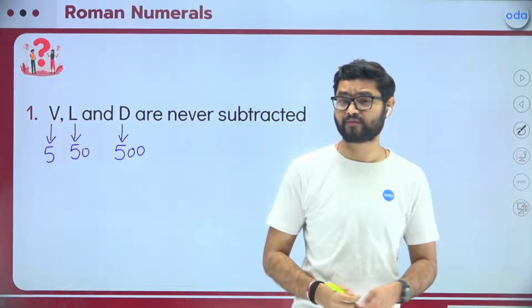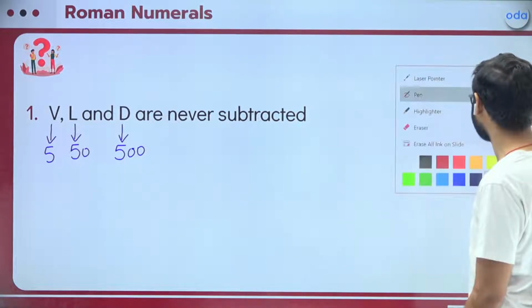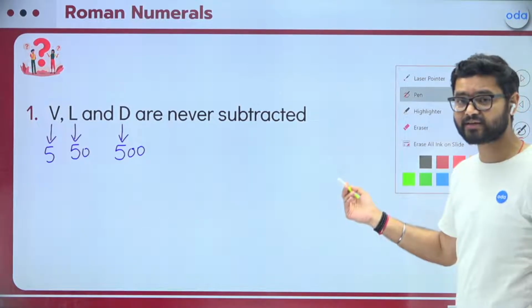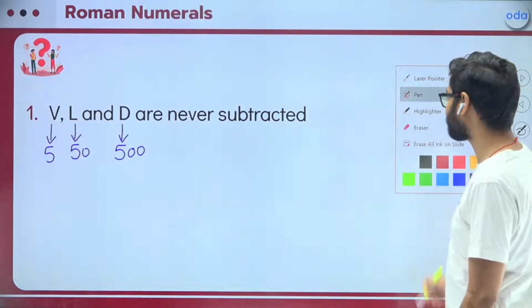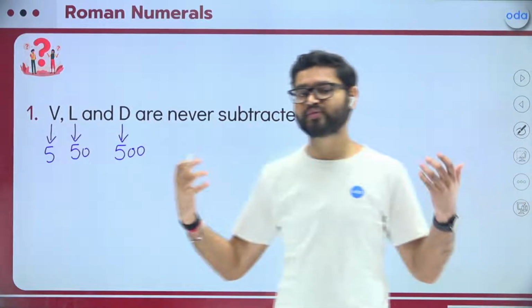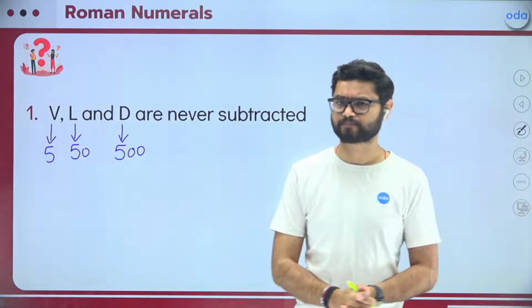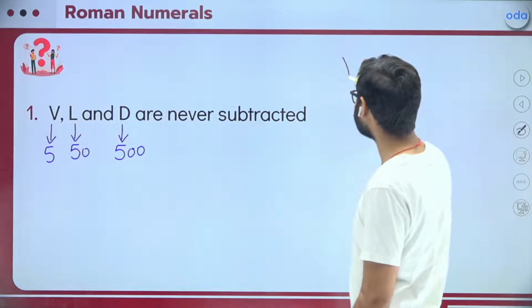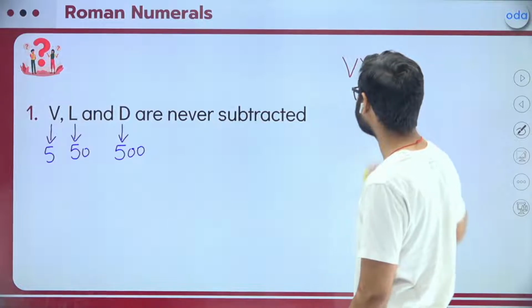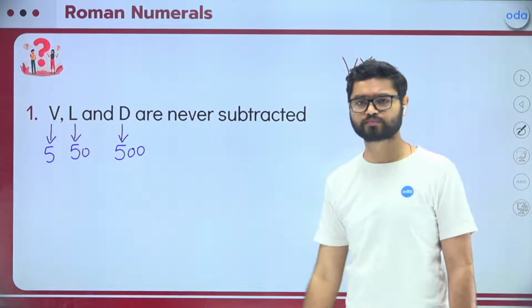Why, Rahul sir? Why can't we do it? We can subtract I, we can subtract X, C, M. Then why can't we subtract V, L, and D? Let me answer that question. Let's suppose we can do the subtraction. So here I have VX. What according to you would be the value?